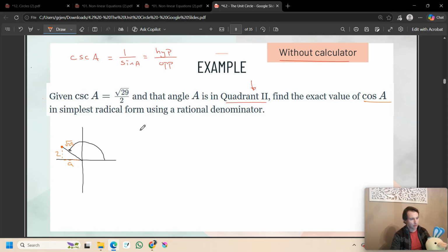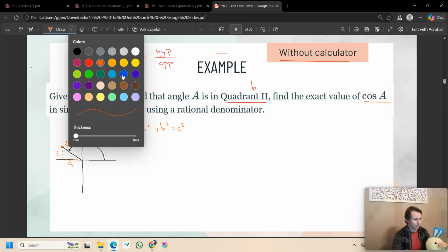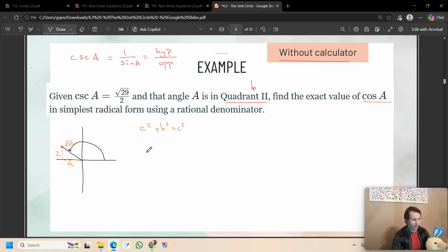So how are we going to do that? We're going to say a squared plus b squared equals c squared. See how I write it out every time and I make fewer errors than y'all tend to? Well, I suppose that's not true. I make a lot of errors, but I also catch them. So A is a squared, b is 2 squared, and the hypotenuse is the square root of 29, which we're going to square. And so then you end up with a squared plus 4 is equal to 29.